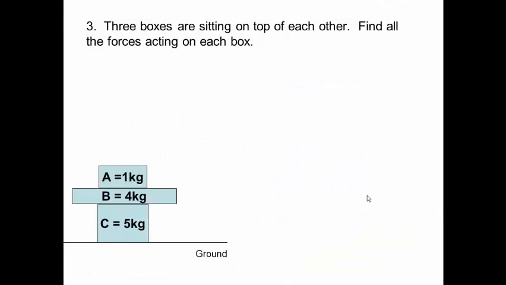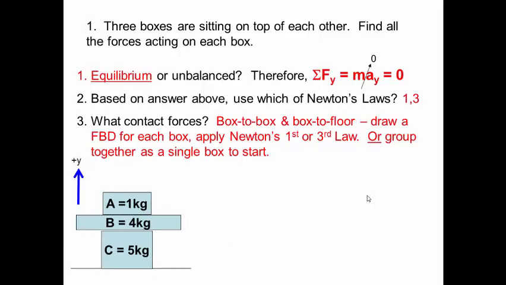Okay, new problem. We've got 3 boxes stacked on the floor. Let's find all the forces acting on each box. So first of all, we know that these are in equilibrium, so the sum of the forces in the y direction has to be equal to 0. We're going to pick positive y to be upward. And we can use Newton's first and third laws to actually answer these questions. We'll do a combination of both to show you how to do that.